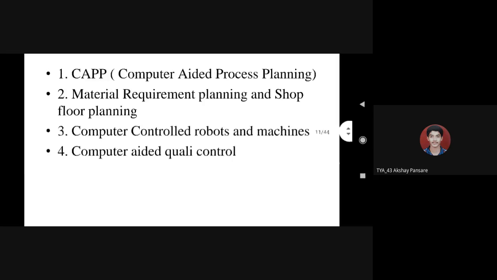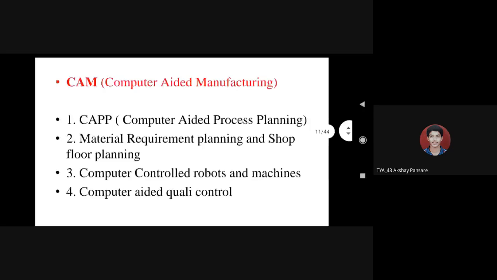Now, as with the computer aided manufacturing cycle, first is computer aided process planning. This is whatever program, the part program, we have to make, and that program will automatically be given by the software. Next is material requirement planning and shop floor planning. Whenever we have to manufacture any product, first of all we have to design that product, and after that comes the material requirement, purchasing the material for that particular product.